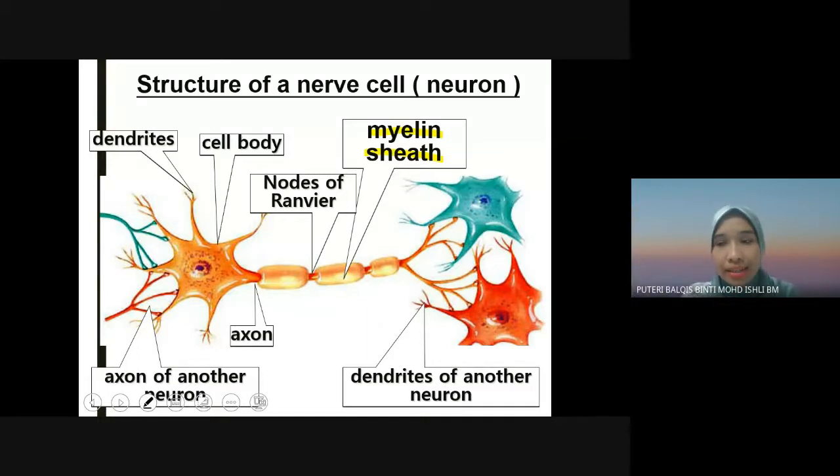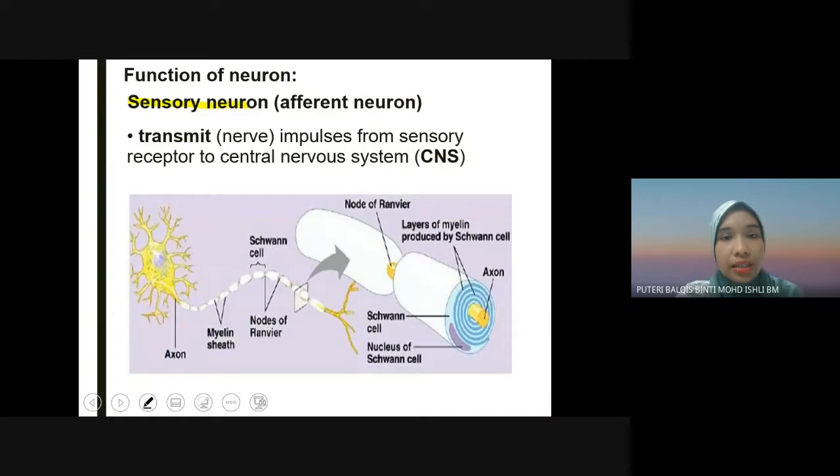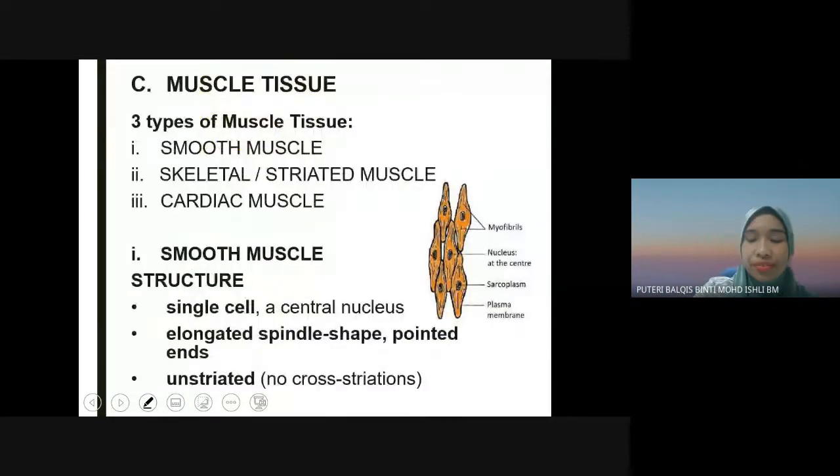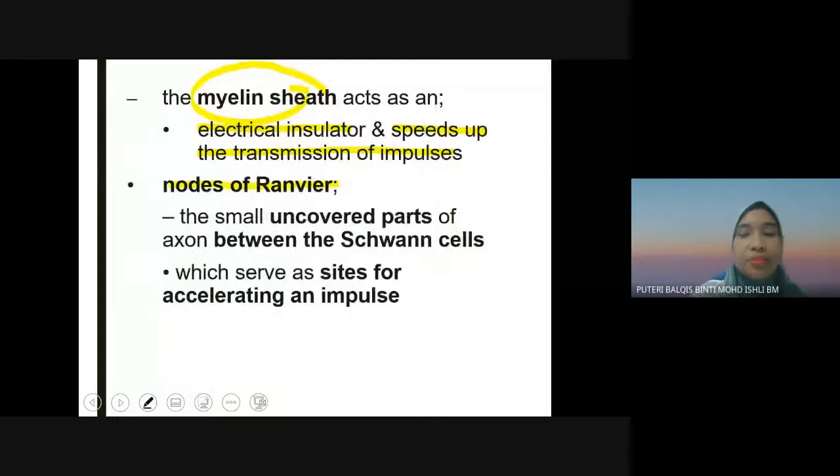So what happen is, electrical impulse will jump. It will jump from here to here to here to here. Okay, so bila dia jump, the movement of impulse will become faster. Okay, the movement of impulse will become faster. Alright, and then we have nodes of Ranvier. Okay, the nodes of Ranvier.